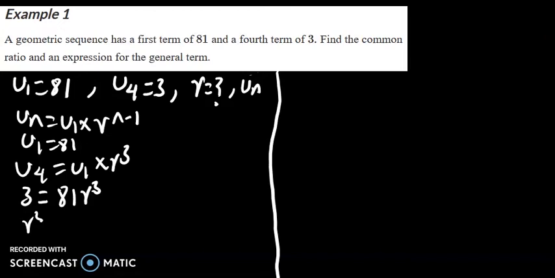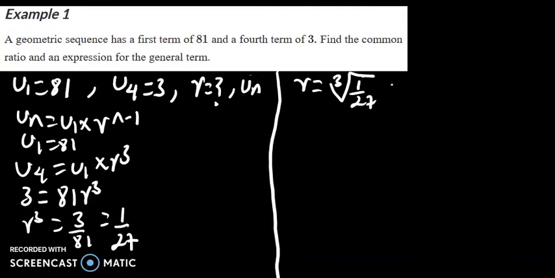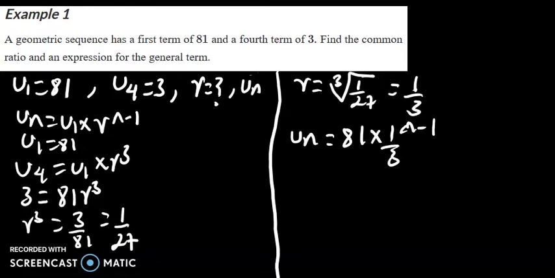To calculate r, you divide both sides by 81. So 3 divided by 81 is 1 over 27. So r becomes the cube root of 1 over 27, which is 1 over 3. So we have found our r. The general term is un equals 81 times (1 over 3) to the power n minus 1. You can put any values of n here and then you get the term or value.